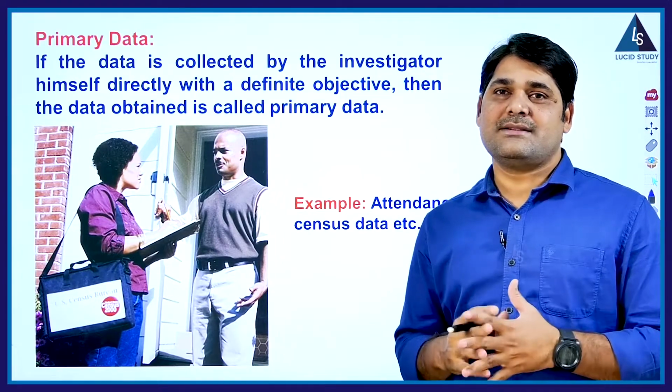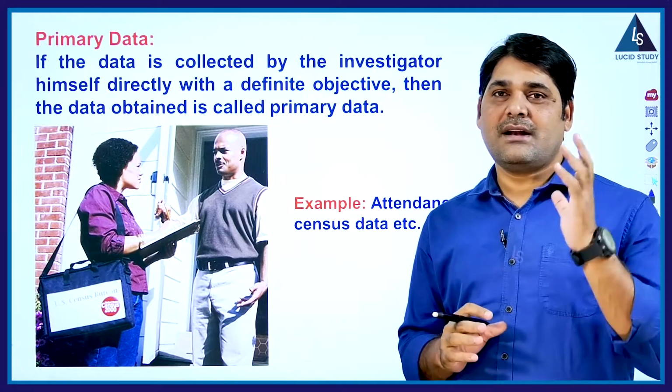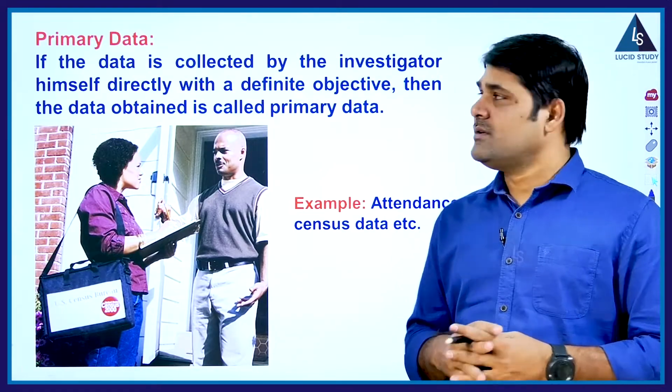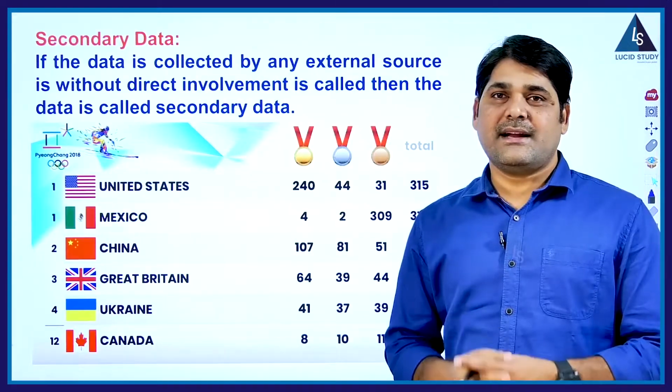Okay, what is his intention? He wants to know how many are absent, how many are present today. So a certain objective will be there in his mind. So that data is said to be primary data. Okay, children. Next, secondary data.